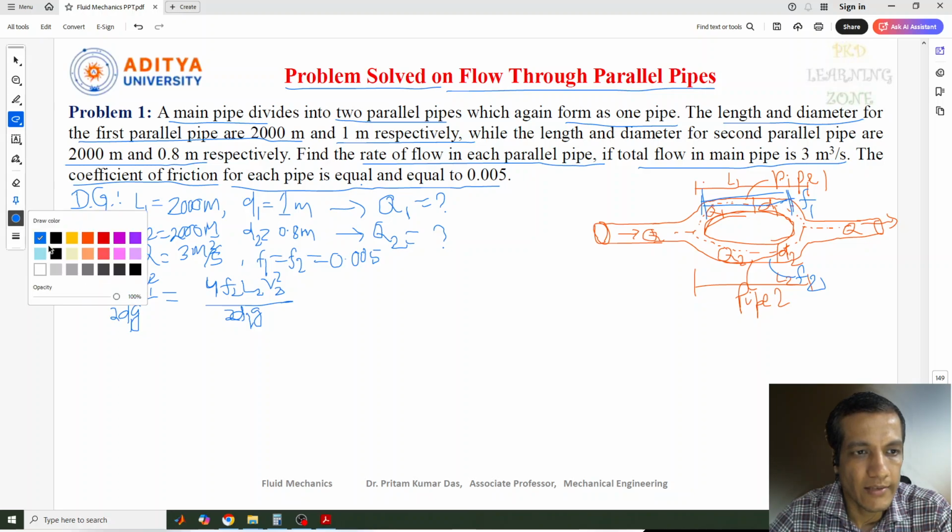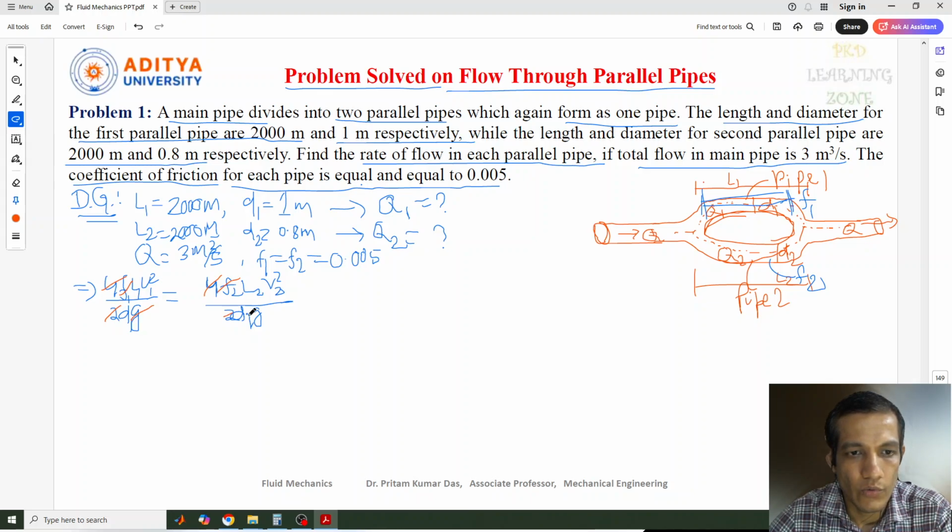And here we can cancel a few values, like 4f is the same, so 4 cancels, f cancels, and 2g everything we can cancel. After cancelling all the things, only L1 and L2 remain, which have the same value, so here also you can cancel it. Finally we can write V1 square by D1 equal to V2 square by D2.